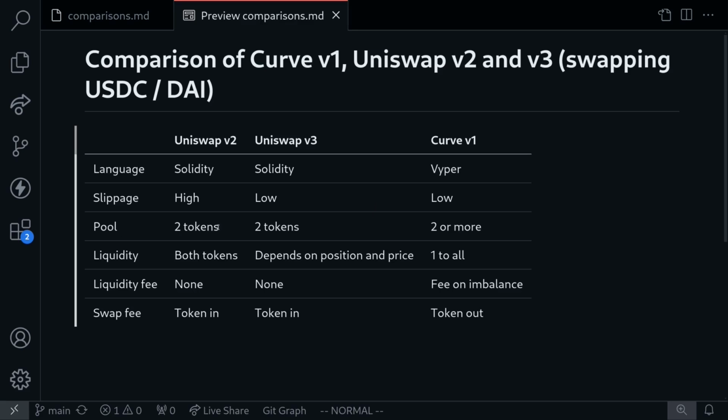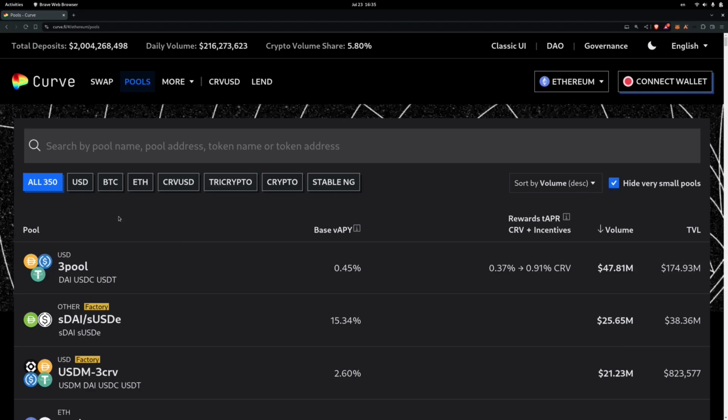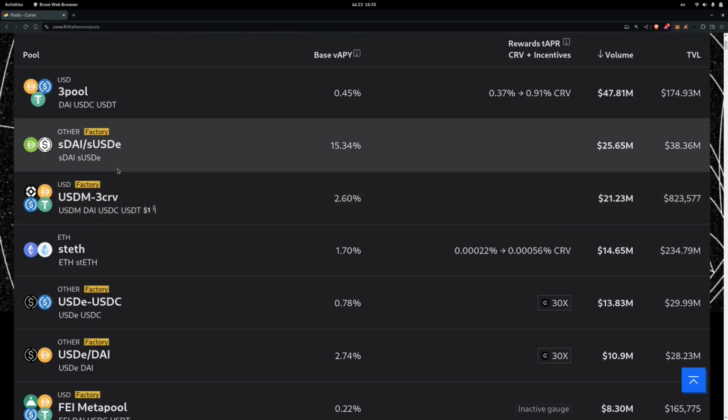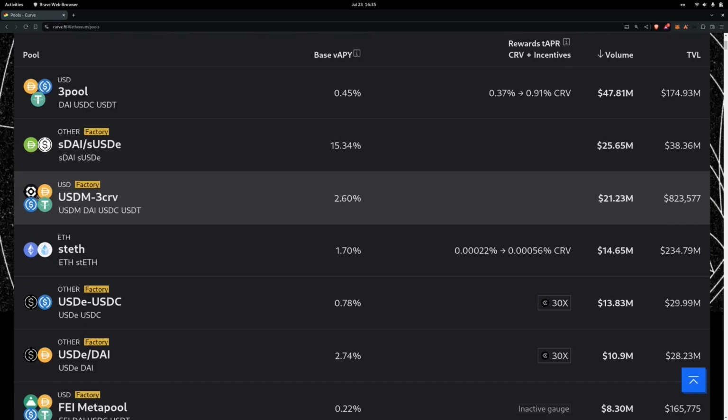Both Uniswap V2 and Uniswap V3 support 2 tokens. For example, in Uniswap V2, we saw an example of a USDC DAI pool. And also Uniswap V3 can only have 2 tokens. However, Curve V1 can have 2 or more tokens. For example, on the user interface of Curve Finance, you can see over here that there's a pool with 3 tokens, DAI, USDC, and USDT. And if you scroll down, there are some pools with 2 tokens, and there are other pools with 4 tokens.